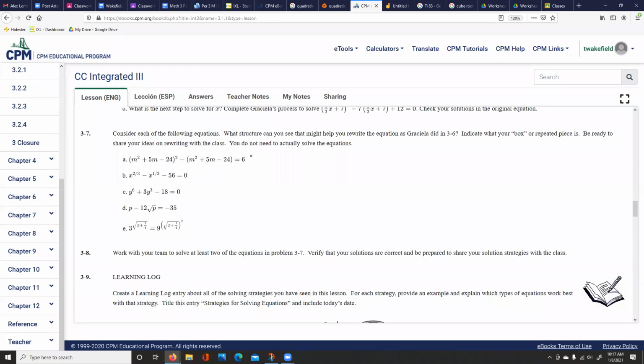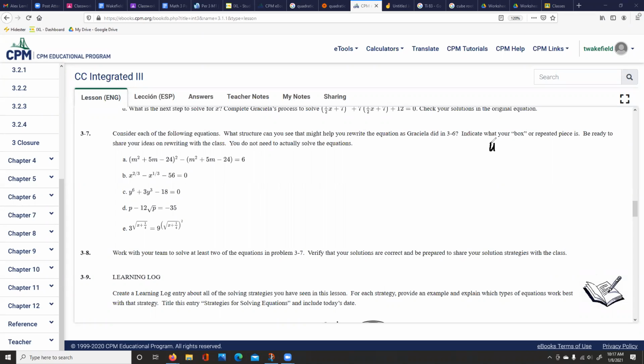Consider each of the following equations. What structure can you see that might help you rewrite the equations as Graciela did in 3.6? So in 3.6, we used U-substitution, right? Indicate what your box or repeated piece is. Be ready to share your ideas with the class. You do not need to actually solve the problems. We are actually going to solve the problems because you have to solve them mostly on the homework.